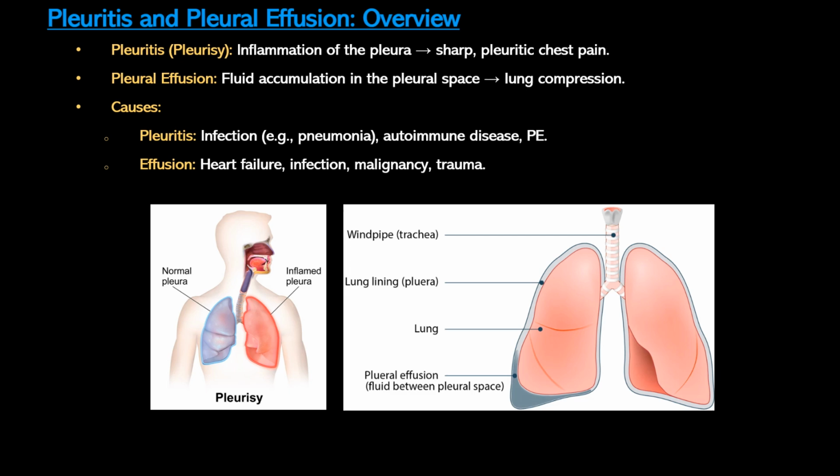Pleuritis is often linked to infections, such as pneumonia, autoimmune conditions like lupus, or a pulmonary embolism. Pleural effusion can result from heart failure, infections, malignancy, or trauma. Understanding these distinctions is important for identifying the underlying cause and managing symptoms effectively.